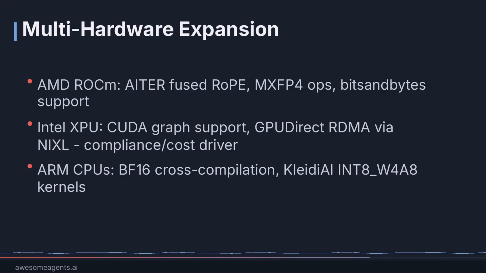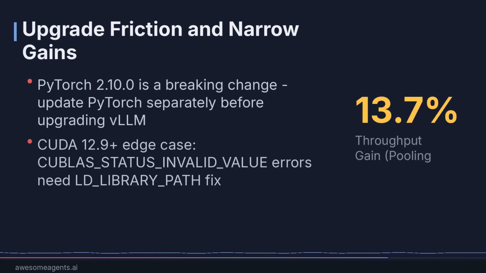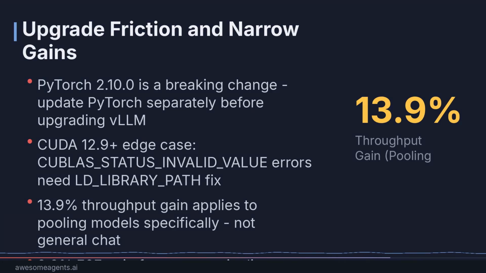What about the hardware coverage beyond NVIDIA? This release adds real work on AMD ROCm, Intel XPU, and ARM-based CPUs. The Intel XPU additions in particular reflect genuine production demand from enterprise teams that need alternatives to NVIDIA for cost or compliance reasons.